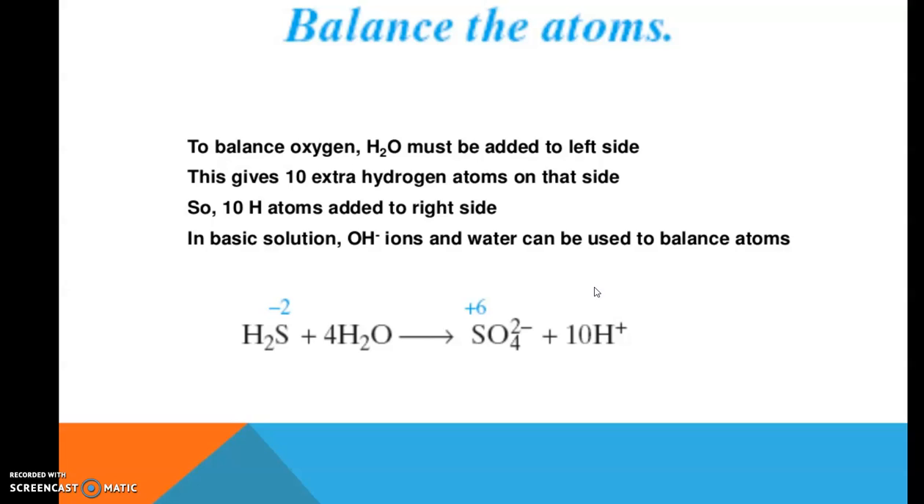To balance oxygen, we can add H2O. So for balancing atoms, the first step is we'll add H2O. So we'll see H2S. We need totally 4 oxygen, so we add 4 H2O. Then totally how many hydrogen will come? 4 into 2 is 8, 8 plus 2 is 10. So totally 10 hydrogen should be there. So we have to add 10 hydrogen on this side. Like this method we have to balance.